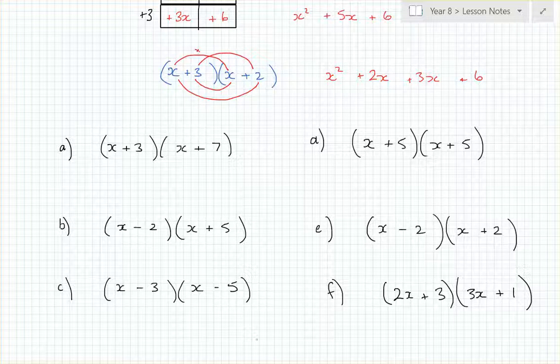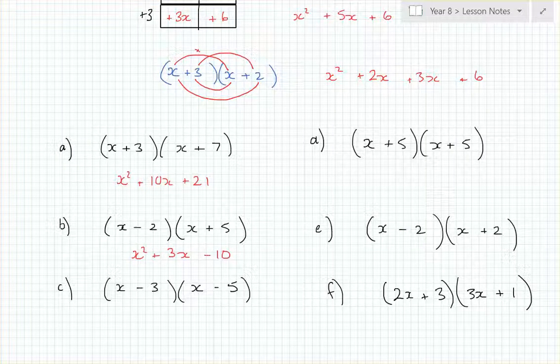The one thing I use, so I can go straight, for instance, and go, well, this one is x squared plus 10x plus 21. Straight away, I don't need to do any work. This one, for instance, I know straight away is x squared plus 3x minus 10. This one is x squared minus 8x plus 15.